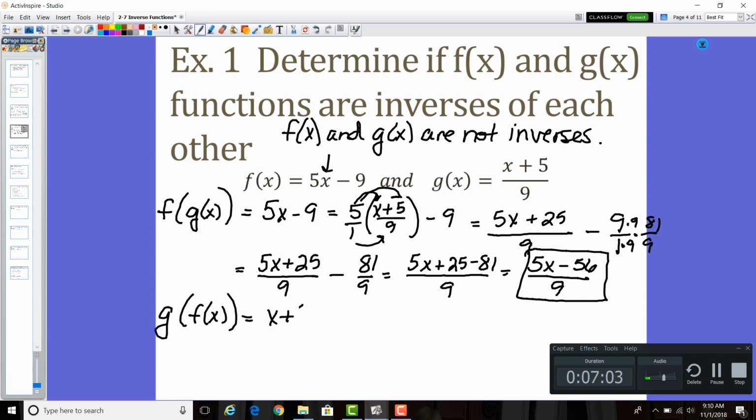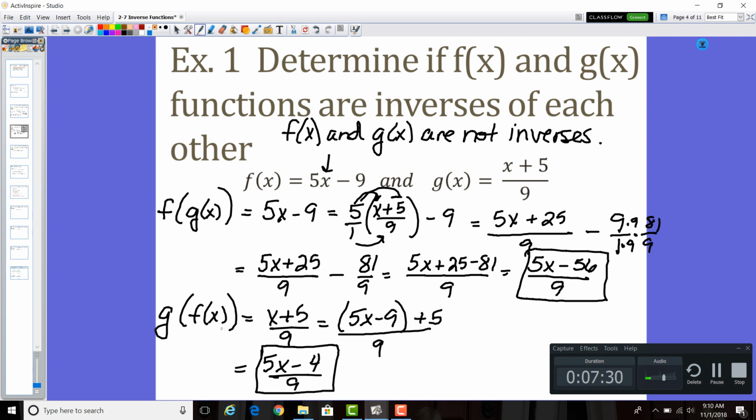So we'll go through this one quickly. G of x is x plus 5 over 9. Remember, in your g of x, they want you to evaluate with the f of x function of 5x minus 9. We simplify that. We get 5x minus 4 over 9, because minus 9 plus 5 gives us negative 4. That can't simplify anymore. Again, it doesn't equal x, so it enforces that f of x and g of x are not inverses.